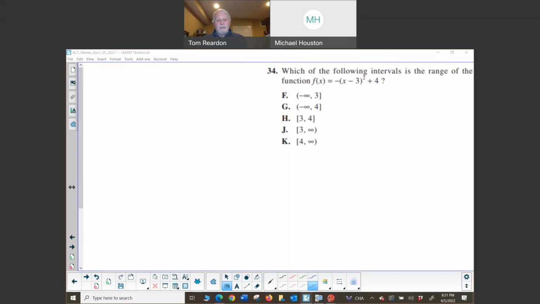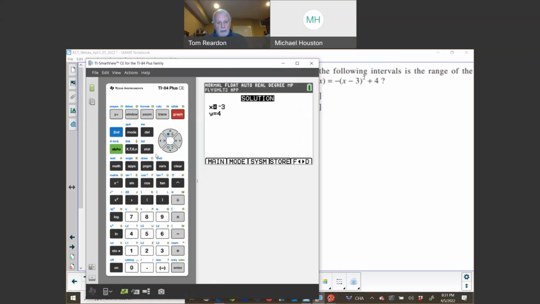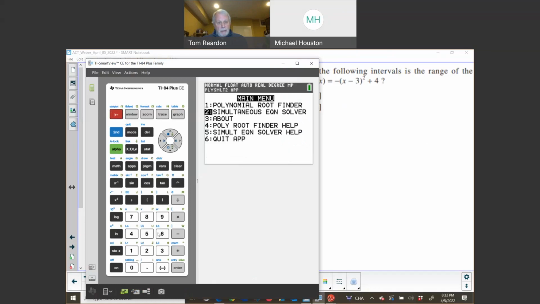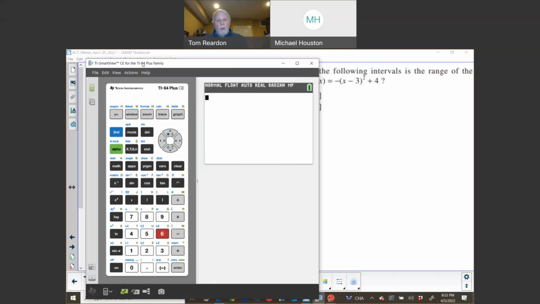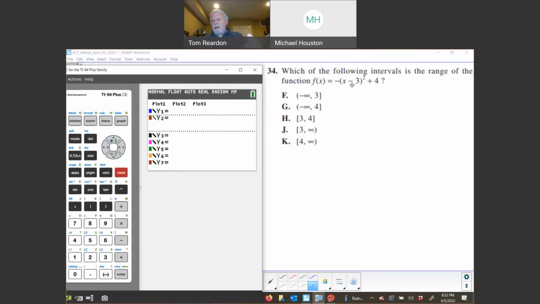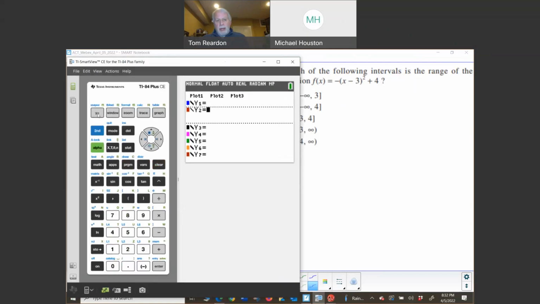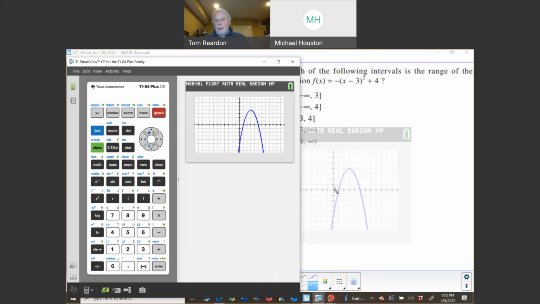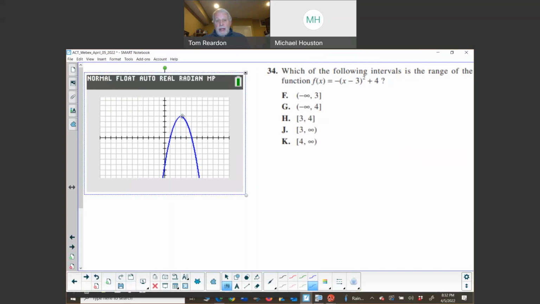All right, so for this one, I'm going to quit this app. How I would like to find the range of this is actually to graph it. And again, I'm hoping my students can visualize this graph. We're talking about families of functions, and I'm thinking they know what this looks like, but we've got students who don't, and we'd like to give them an advantage on the test. So I'm going to type into Y1 the opposite of the quantity x minus 3 quantity squared, plus 4. Then I'll graph that. And I can see from the graph, the largest it ever gets is 4. So it's 4 and everything below.